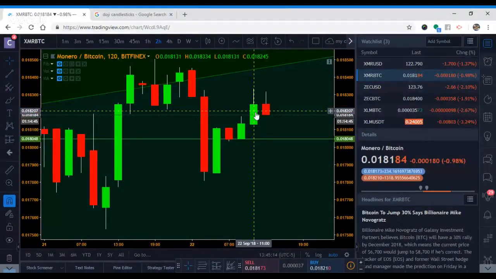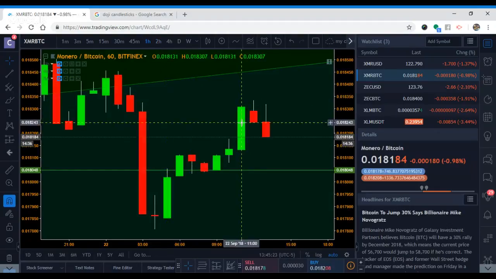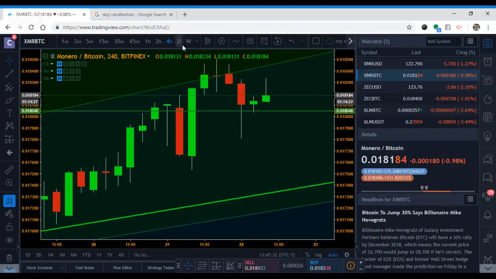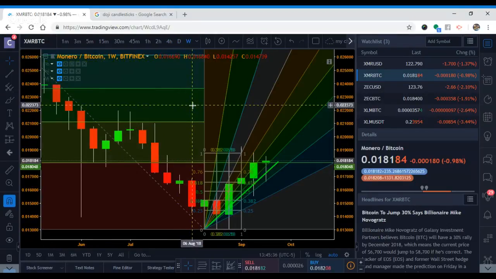Now this right here, which was once a 4-hour candlestick, is now a 2-hour candlestick. And now we're going to split each one of these candlesticks in half once again and go back to an hour. Now you see how you see that? That was the 2 hour. Now we're going to put them all back together. 2 hour, 4 hour, 1 day, 1 week. See how that works?